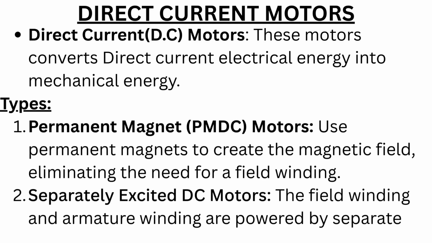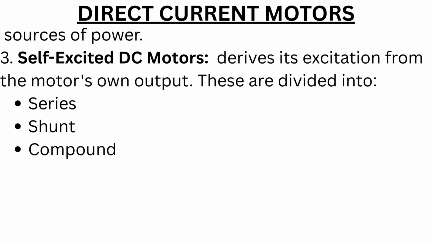Direct current, DC, motors. These motors convert direct current electrical energy into mechanical energy. Types. 1. Permanent magnet, PMDC, motors use permanent magnets to create the magnetic field, eliminating the need for a field winding. 2. Separately excited DC motors. The field winding and armature winding are powered by separate sources of power. 3. Self-excited DC motors derive their excitation from the motor's own output. These are divided into series, shunt, compound.